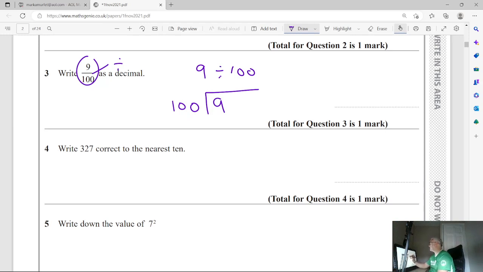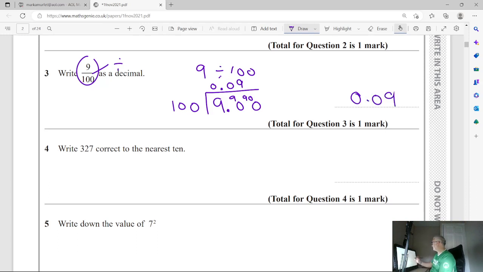So 100 into 9 doesn't go. So 0. Remember there's a decimal point after the 9. So 9 is going to go backwards. Put a 0 there. 100 into 90 still doesn't go. 90 goes backwards. 100 into 900, it goes 9 times. So my answer is 0.09.